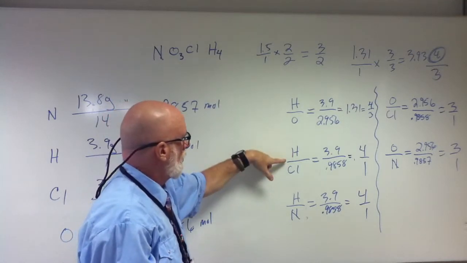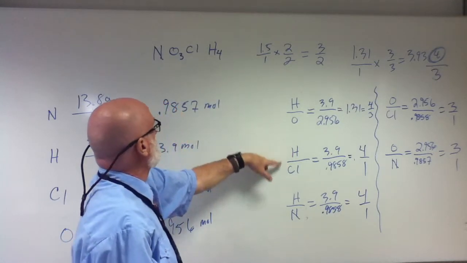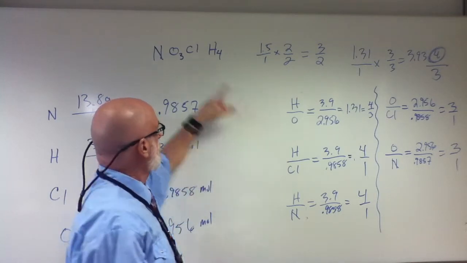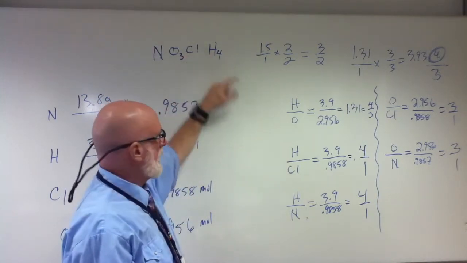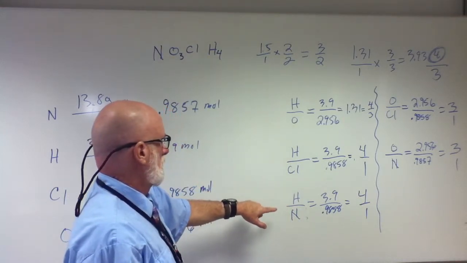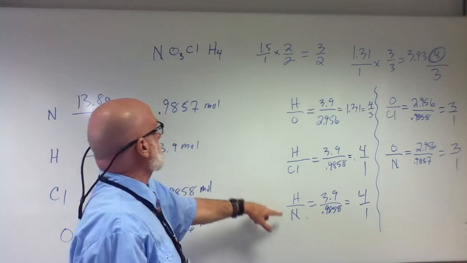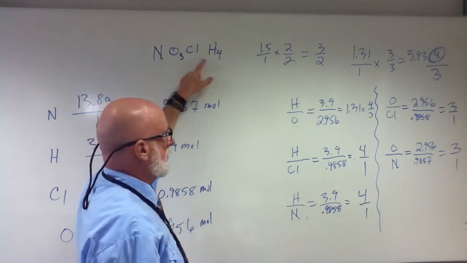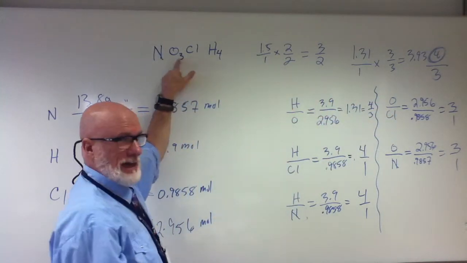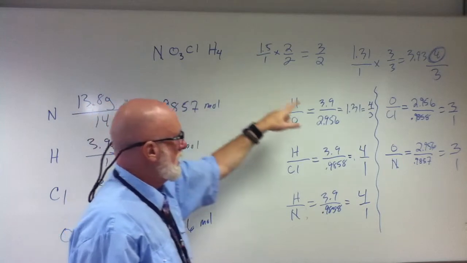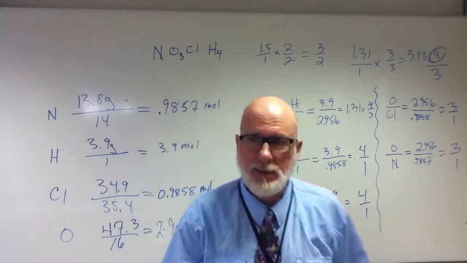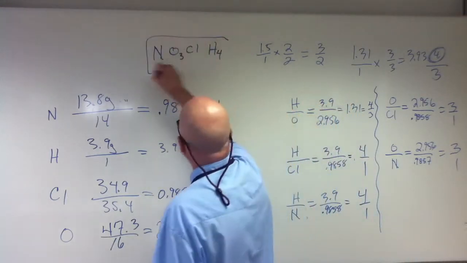Yes? Okay, good. What about hydrogen to chlorine? 4 to 1, right? 4 hydrogen to 1 chlorine? Isn't that what we have? Isn't that already there? Excellent. What about hydrogen to nitrogen? 4 to 1, right? What's left? Oxygen to chlorine. 3 to 1, yes? And then oxygen to nitrogen is 3 to 1. So it's cool, right? So that is the answer.